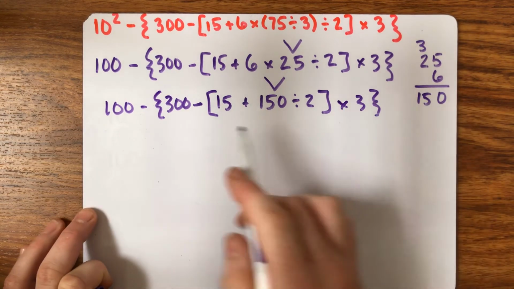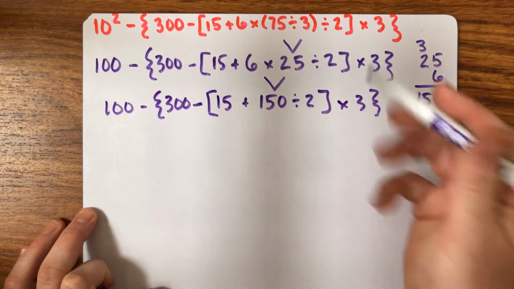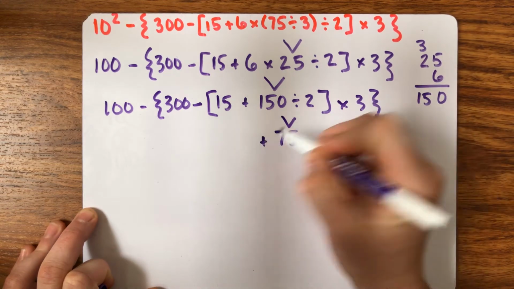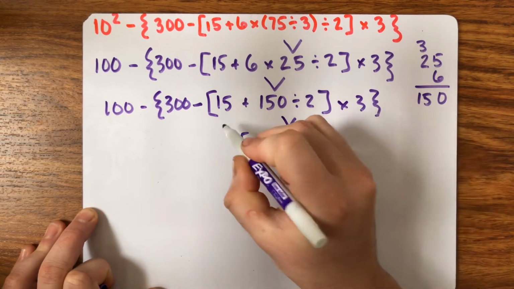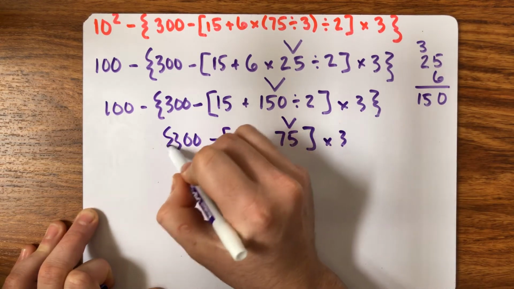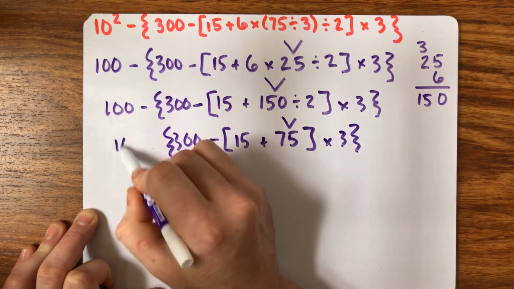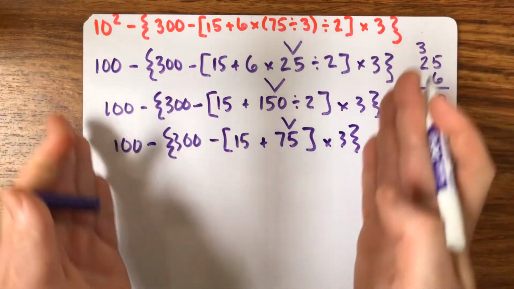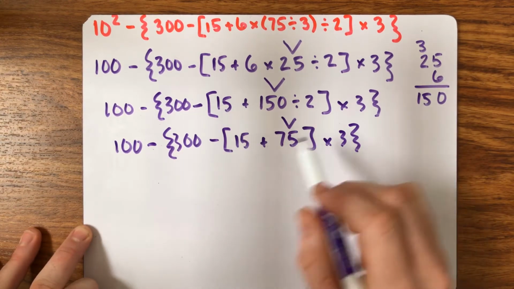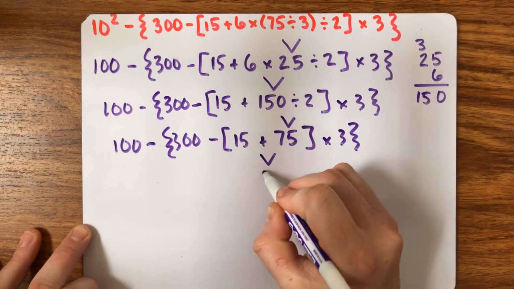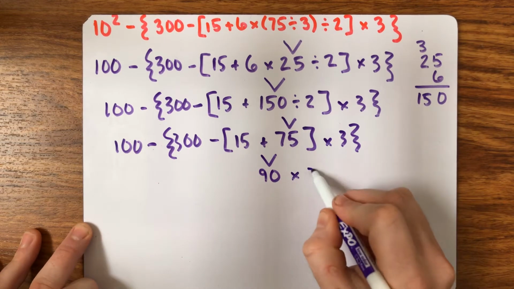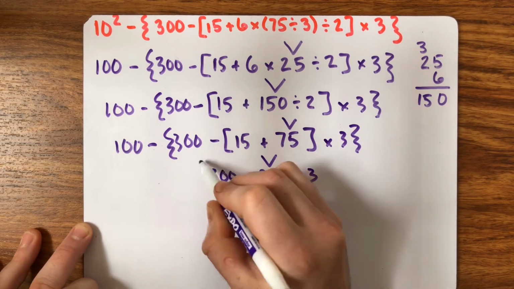All right, now we're still going to work inside. We're going to do 150 divided by 2, which is 75 plus 15 inside our brackets times 3, 300 minus inside our braces, 100 minus. So far we are getting our pizza slice. It's getting smaller. 15 inside our brackets. 15 plus 75 is 90. Okay. Times 3, 300.